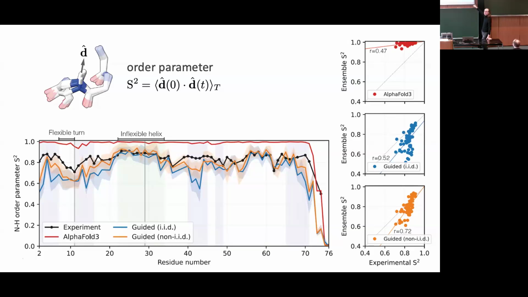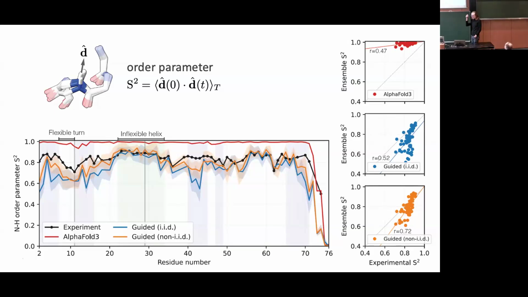For example, this is a helix; it's a very rigid structure. So you have a high value for this order parameter, and for flexible regions we have lower values. So if you correlate the ensemble estimate of this parameter versus the experimentally measured one, you actually get very poor correlation for AlphaFold. When guiding AlphaFold, we get significantly higher correlation.